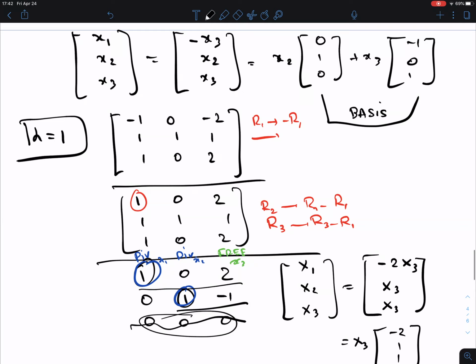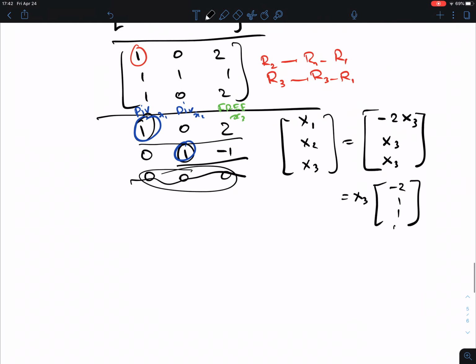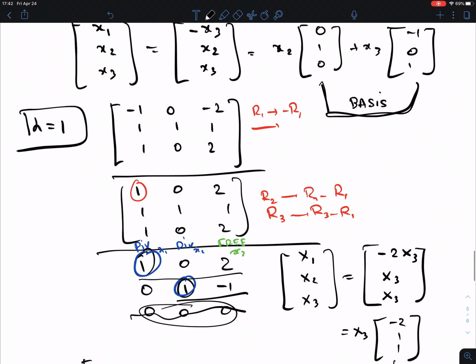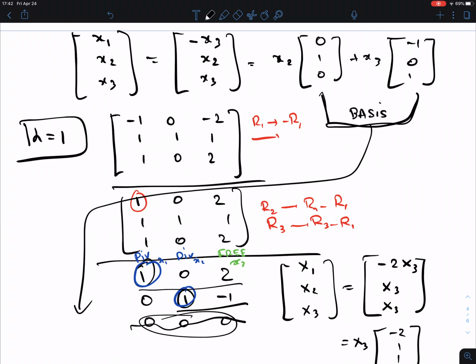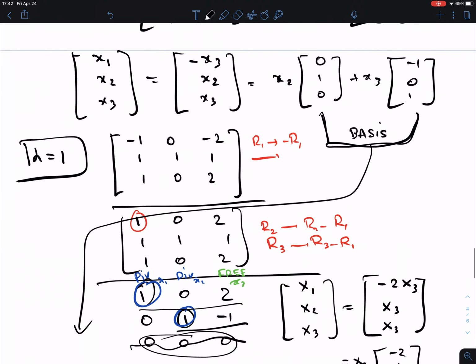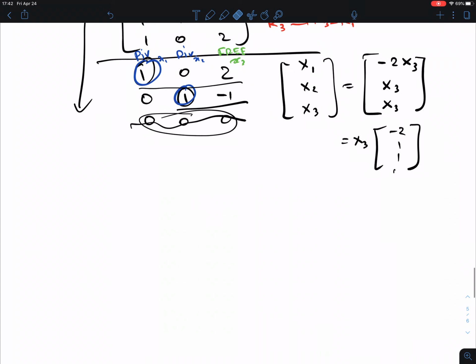Now look, why will things work here? Because we have these 2 guys, and we have this guy. Therefore we have 3, and now we can build P. So P, how do we build P? We put these 2 basis vectors there, which correspond, by the way, to lambda equals 2. Okay, give me a little bit of space here. So this is P, and this is D. I'll build D and P at the same time.